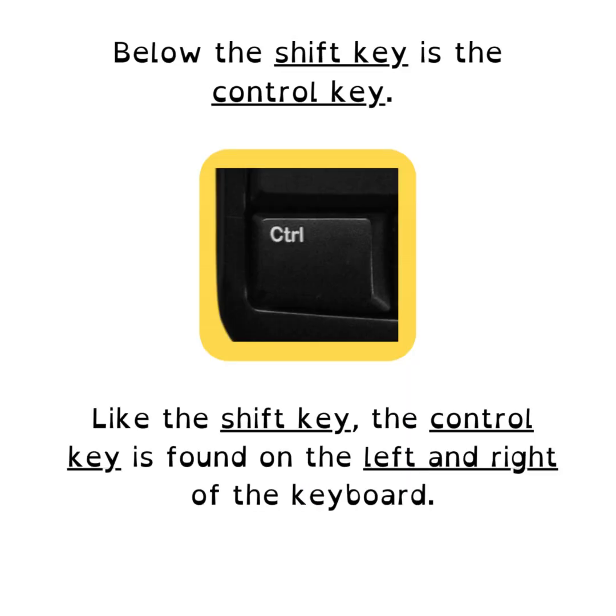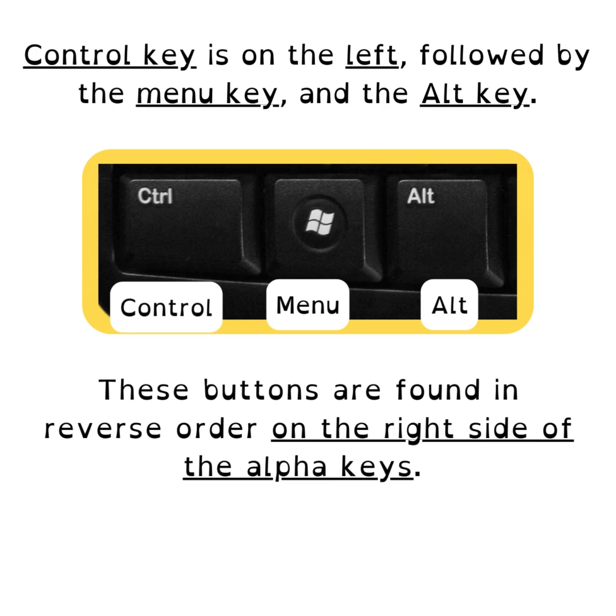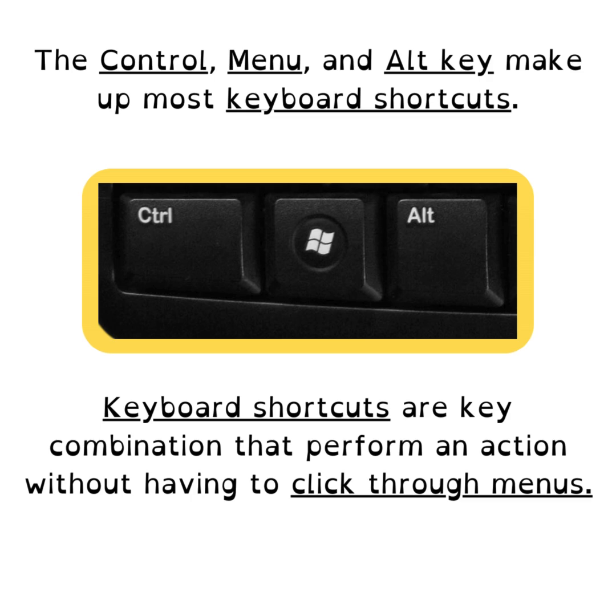Below the Shift key is the Control key. Like the Shift key, the Control key is found on the left and right of the keyboard. The Control key is on the left, followed by the Menu key and the Alt key. These buttons are found in the reverse order on the right side of the alpha keys. The Control, Menu, and Alt key make up most keyboard shortcuts.